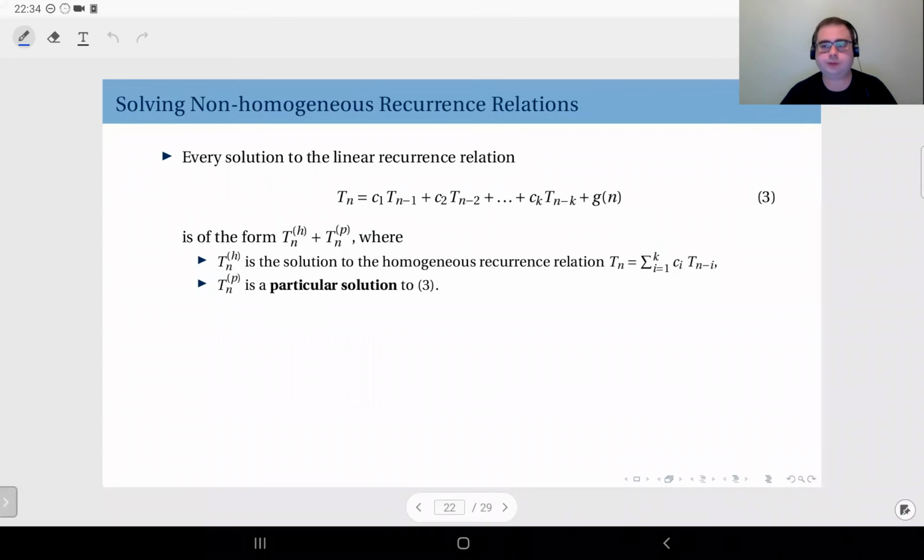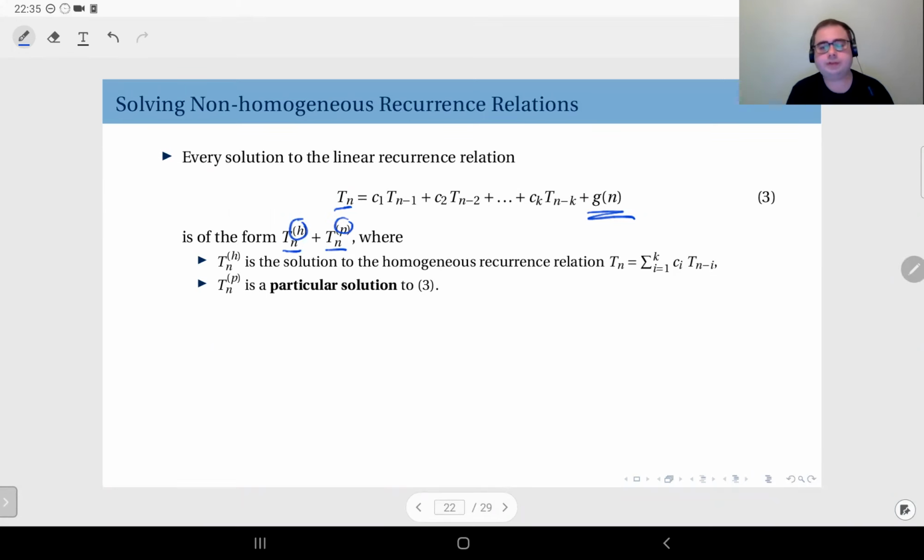Up to this point, we have talked about solving recurrence relations using characteristic equations, but we have constrained ourselves to homogeneous recurrence relations. What if the recurrence relation is not homogeneous and we have a g of n term here? In this case, the solution Tn is going to be of the form Tn homogeneous plus Tn particular.